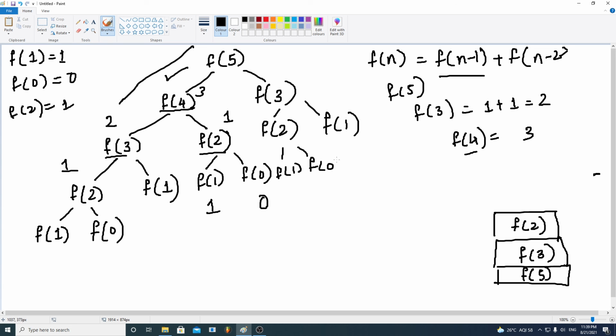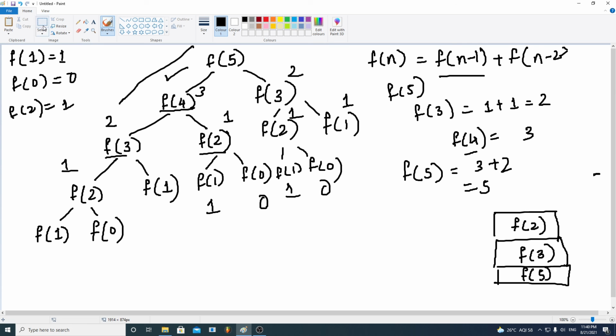So we know those values, which are 1 and 0. So f of 2 is going to be 1, and f of 1 is already 1. And so f of 3 is going to be 2, and that is how we'll be able to find f of 5. So what will be f of 5? F of 5 will be nothing but 3 plus 2, which is going to be 5.